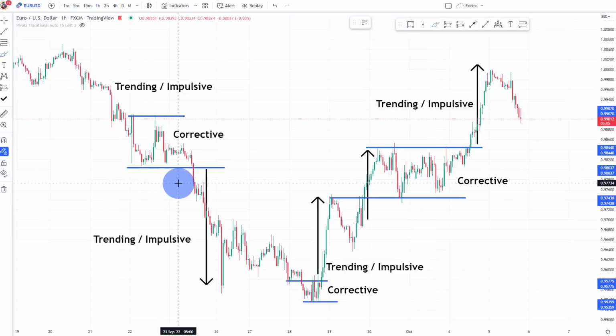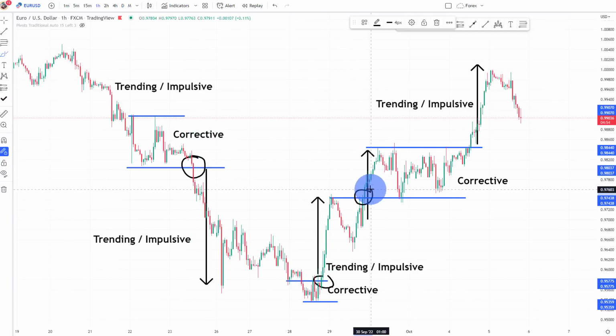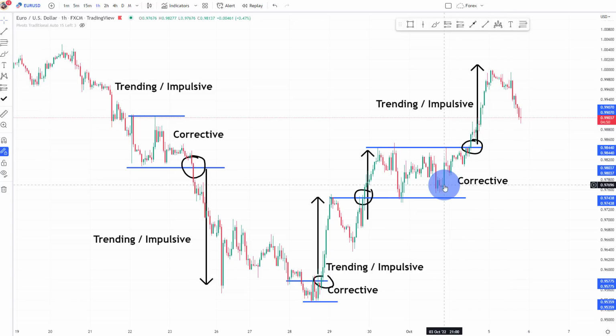However, what is really important to understand is that the key is the transition where the market goes from corrective into impulsive, and from corrective into impulsive in the opposite direction, because this is really where most traders will find their edge in trading. This is very important because that way you are able to avoid trading within a corrective wave, and you are able to get in on a new trending and impulsive wave very early on.